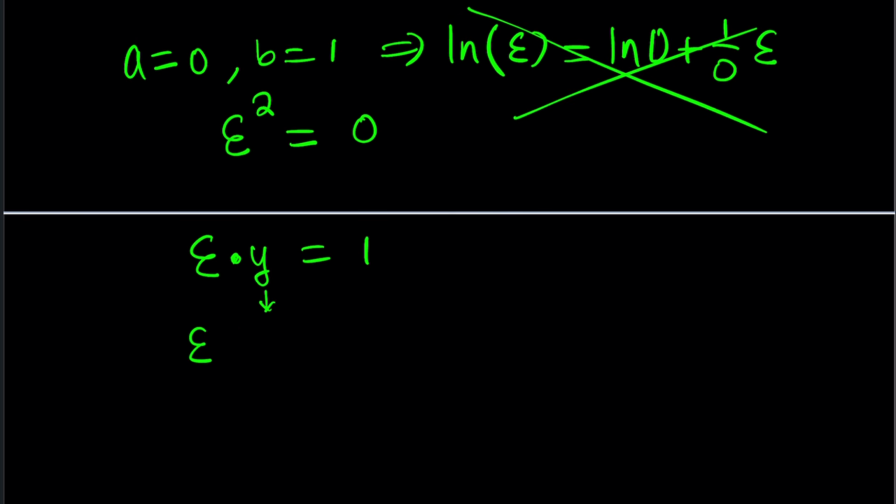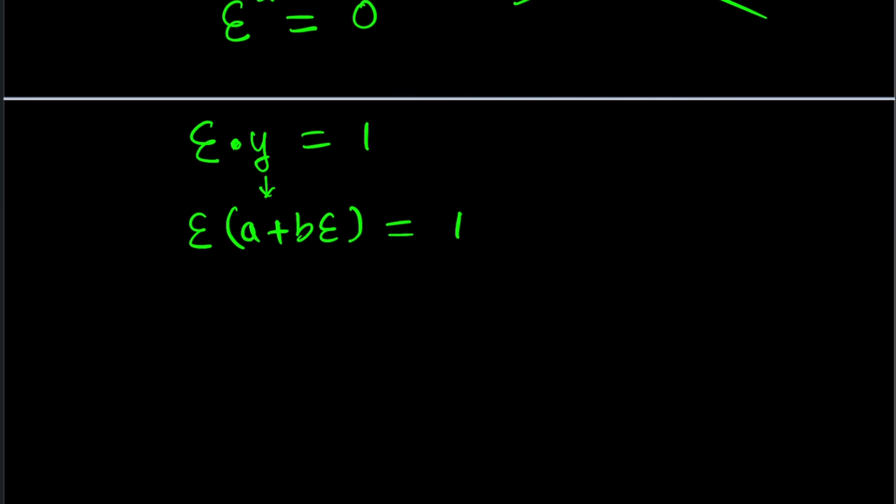So let's suppose that we have a dual number in the form of a plus b epsilon. We multiply it by epsilon, and we get 1 from it. But wait a minute. How do you multiply epsilon by this? Use the distributive property. You get a epsilon plus b epsilon squared. Uh-oh. We know that epsilon squared is equal to 0, so this will cancel out. We're going to end up with a epsilon equals 1.